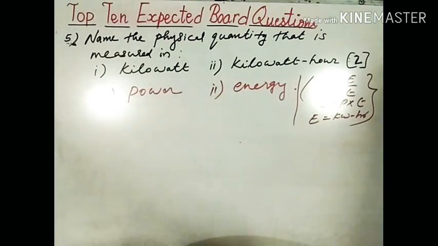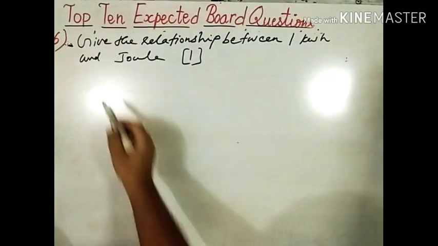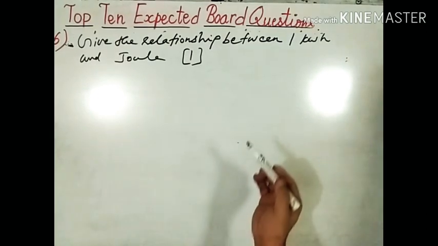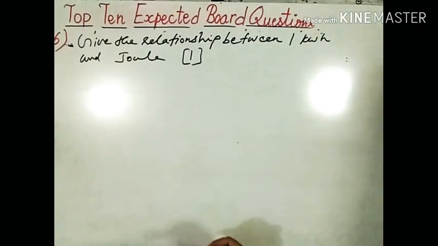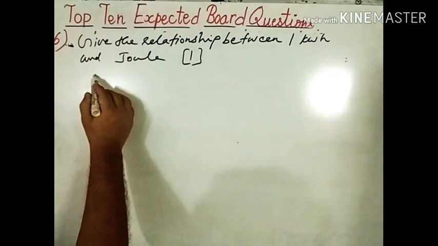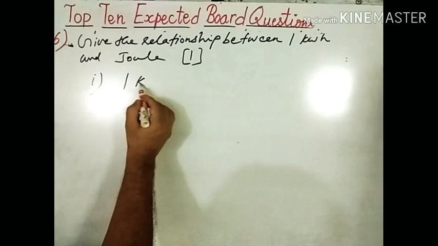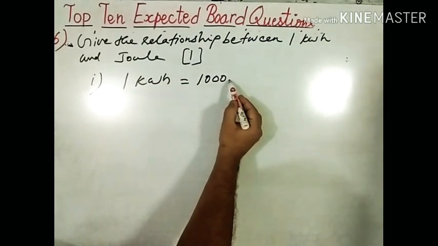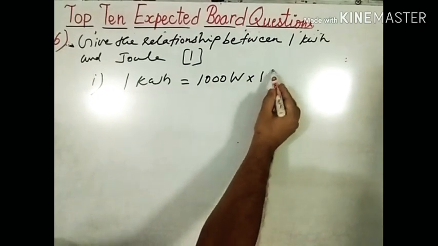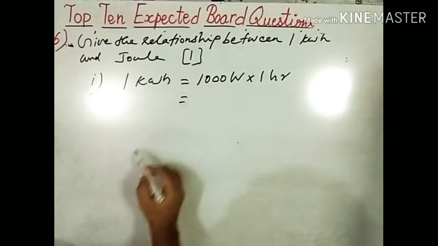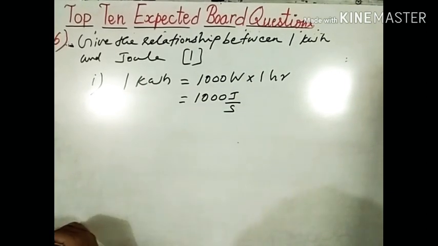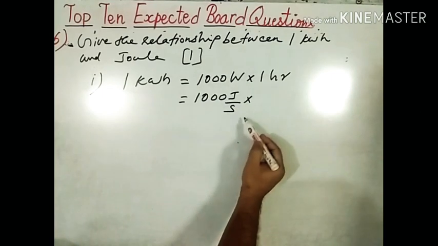Next, question number 6. Give the relationship between 1 kilowatt hour and joule. We have already derived this relationship in the previous lectures. Please watch those videos. It's a 1 mark question. 1 kilowatt hour is equal to 1 kilowatt, which means 1000 watt, into 1 hour. 1000 watt means 1000 joule per second, into 1 hour. How many seconds?